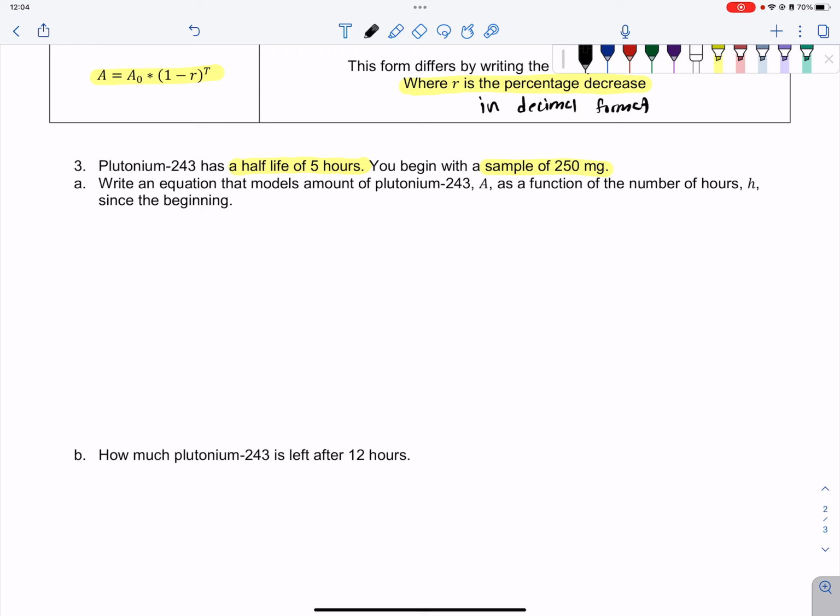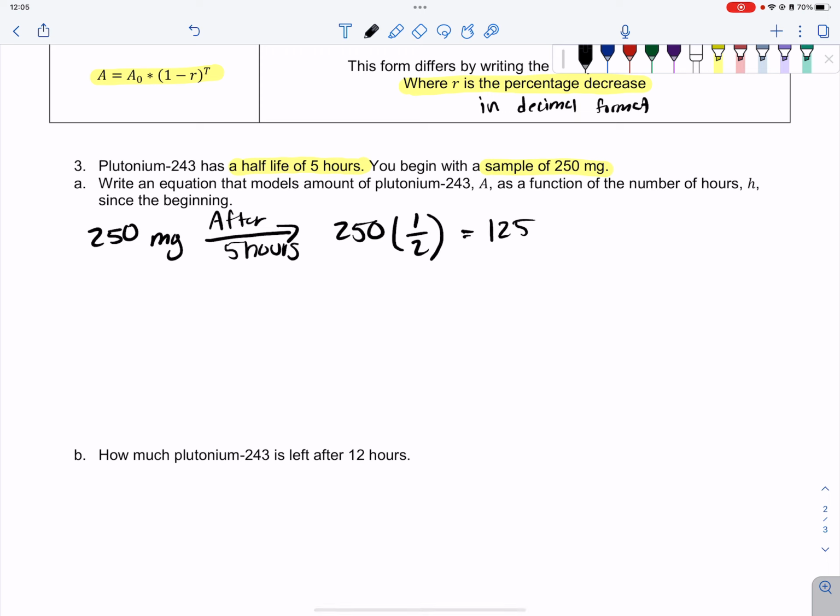So let's think through our definition of half-life and what this means. Half-life means that when I started with 250 milligrams, after that time period of the half-life, so in this case it's 5 hours, we have half as much. So I had 250, and now I need to multiply this by 1/2 to get half the amount, which gives me 125.